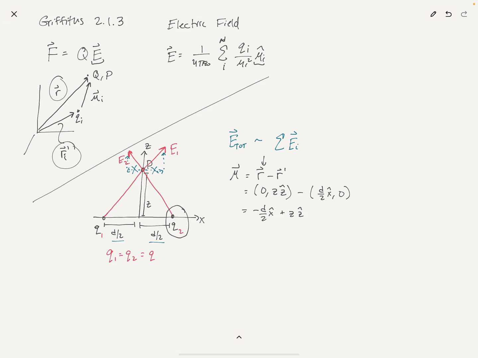Right. Then, because I have a unit vector, I also am going to need the magnitude. The magnitude of that vector is d squared over 4 plus z squared. And therefore, since I have the vector and the magnitude, I can compose the unit vector, which is minus d over 2 x hat plus z hat. So I'm missing a square root there. Square root of d squared over 4 plus z squared.